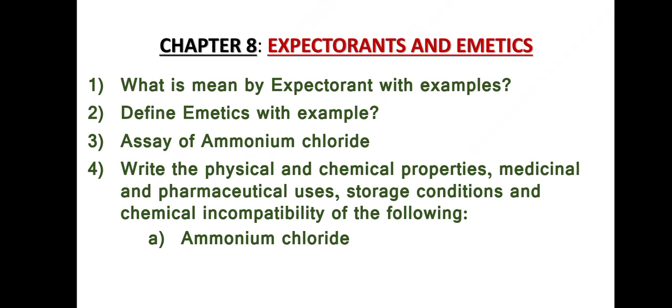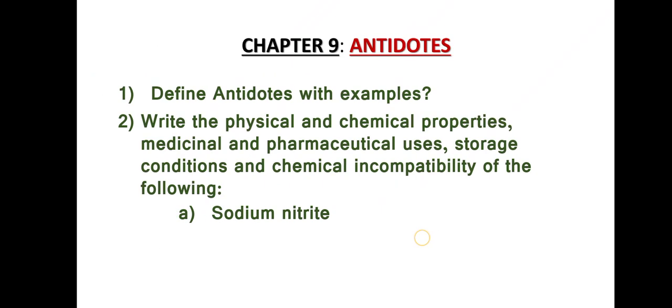Question number 4, write the physical and chemical properties, medicinal and pharmaceutical uses, storage conditions, and chemical incompatibility of the following. So the drug is ammonium chloride. So these are the 4 important questions in chapter 8, that is expectorants and emetics.